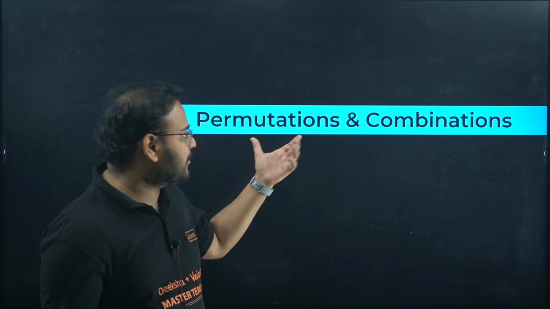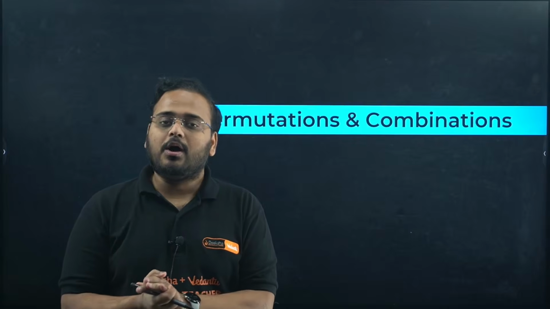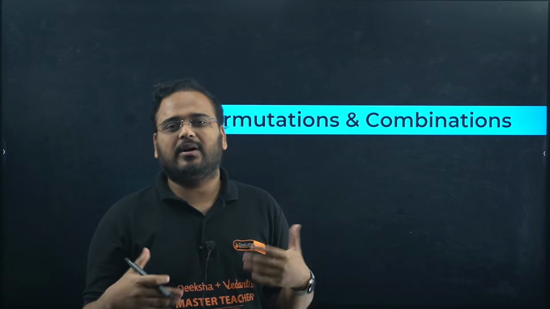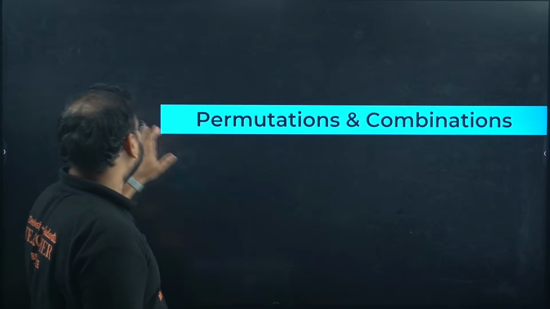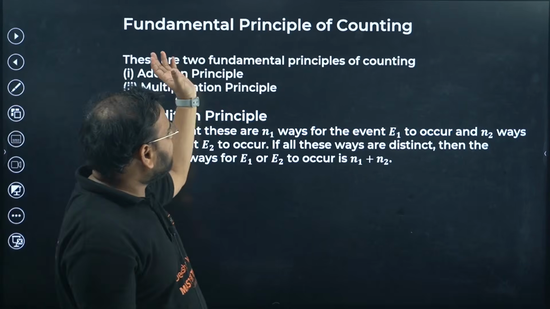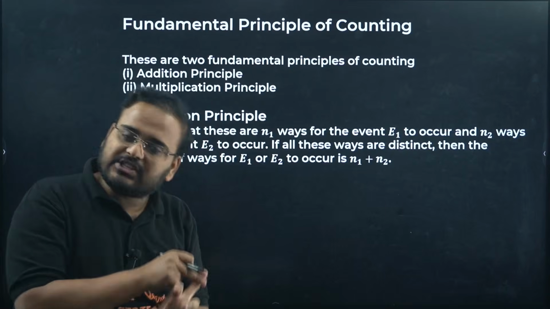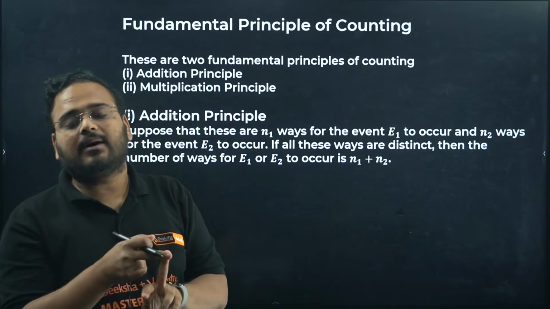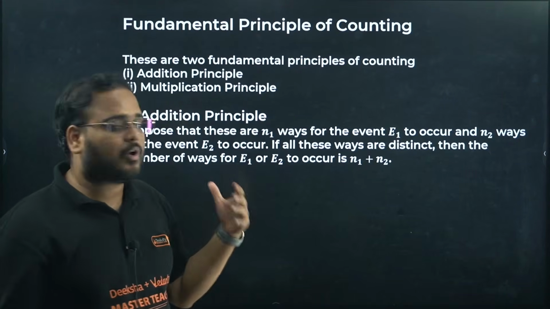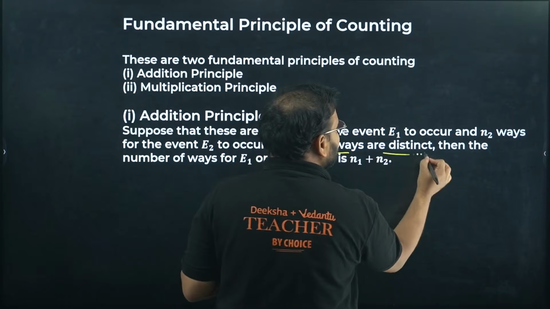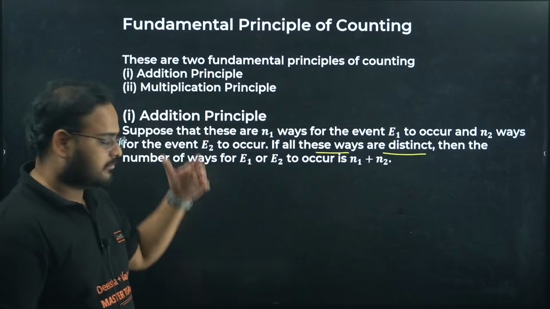But before we start the chapter of permutation and combination, we should know the fundamental ways of picking or arranging any numbers. We have two different ways. The fundamental principle of counting has two ways. One is based upon addition, one is based upon multiplication. Addition comes when there is nothing common between the two events. When the number of ways are distinct in nature, then we look at the addition principle.